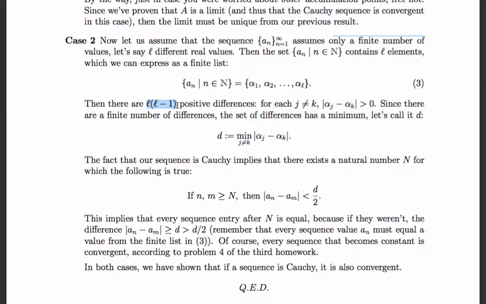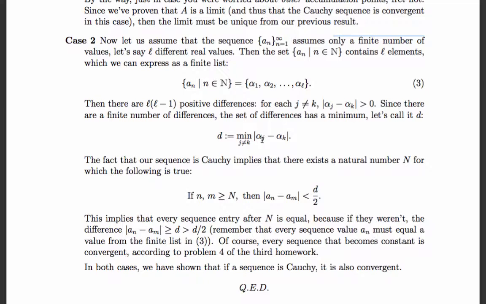So since there's a finite number of differences, the set of all possible differences has a minimum. Let's call that minimum D. Okay? D is the smallest difference between alpha j and alpha k for j and k not equal to each other. Of course, j and k must be integers 1 through L.